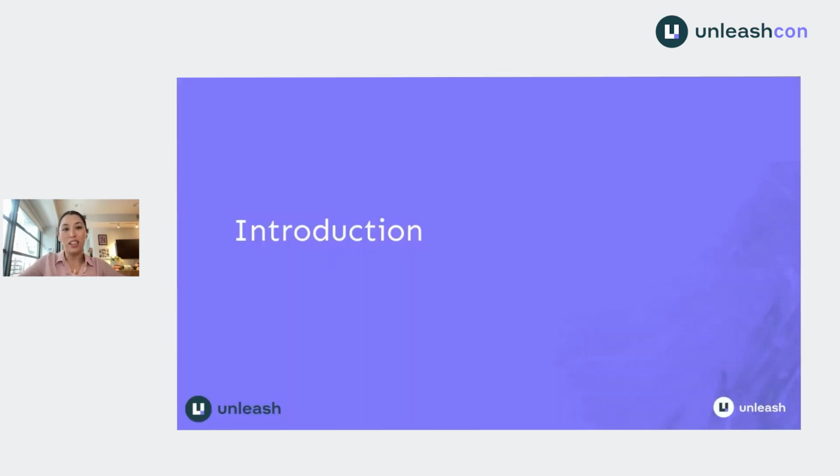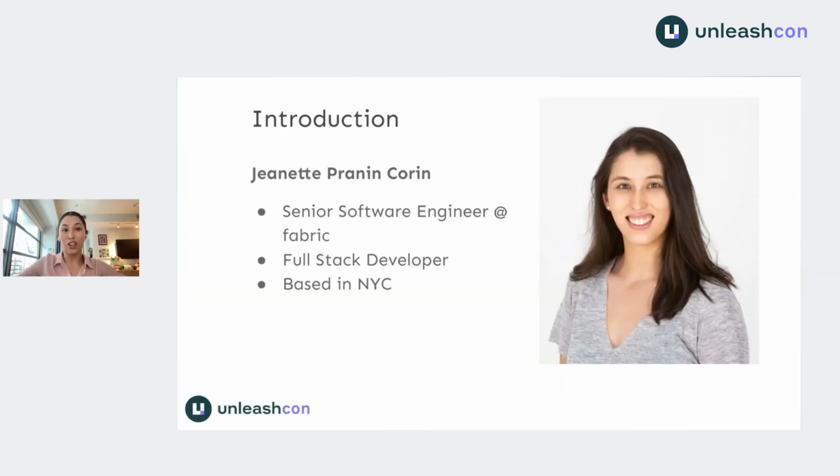So just a little bit about myself. Again, as I mentioned earlier, my name is Jeanette Prannen-Corin. I am a senior software engineer at Fabric, which is an e-commerce SaaS platform. I am a full stack developer. I have been for a couple years now, and I am based in beautiful New York City.